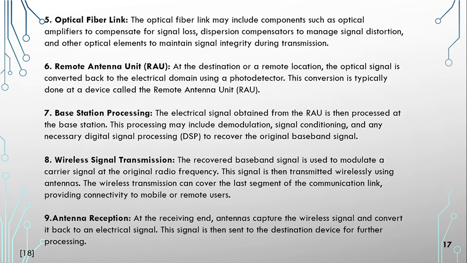Fifth step is the optical fiber link. The optical fiber link may include components such as optical amplifiers to compensate for signal loss, dispersion compensators to manage signal distortions, and other optical elements to maintain signal integrity during transmission.